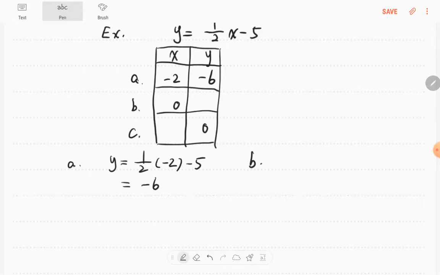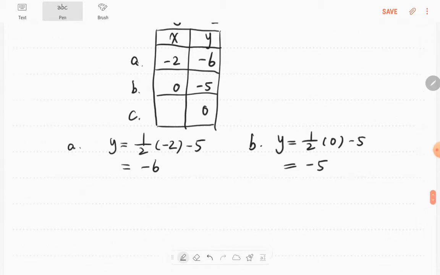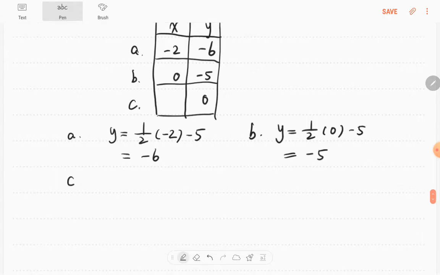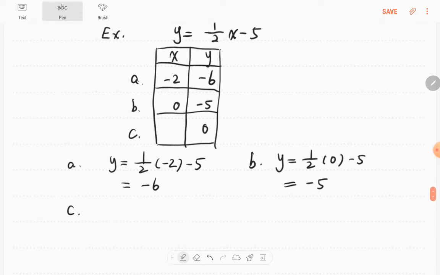Similarly, for part B, we still have the x value. So we can write down y is equal to, this time, x is equal to 0. So use 0 to replace x. The remaining part is the same. And this time we will get y is equal to -5. So write -5 here.